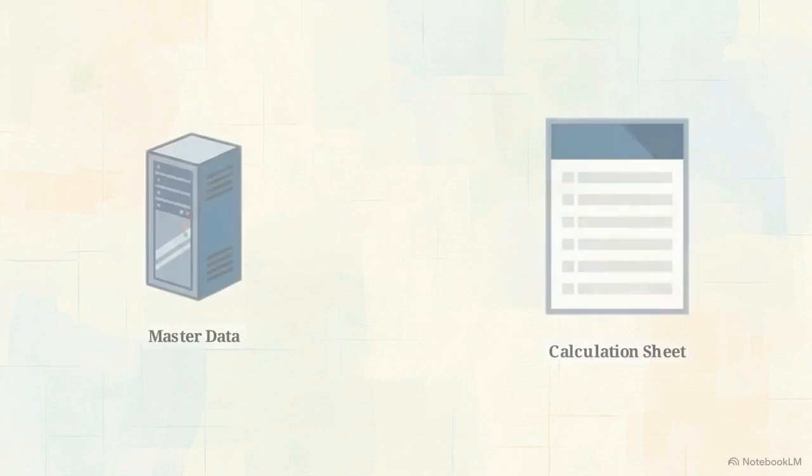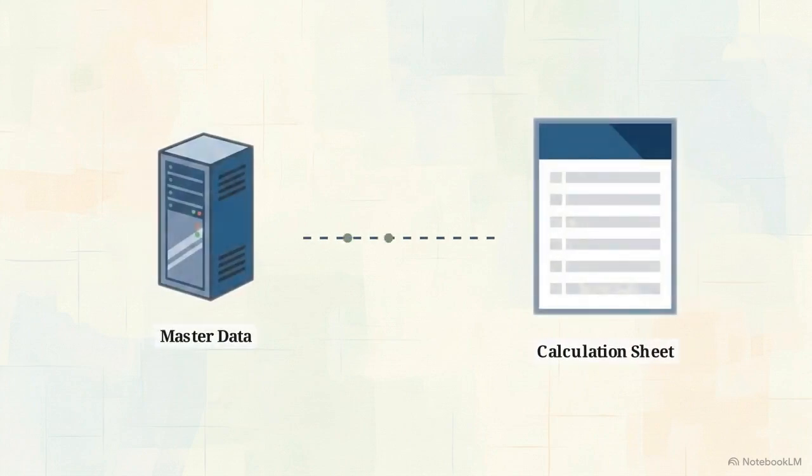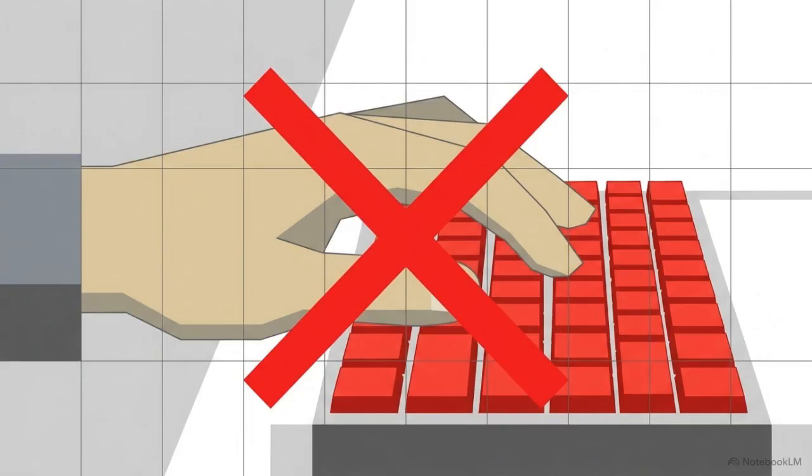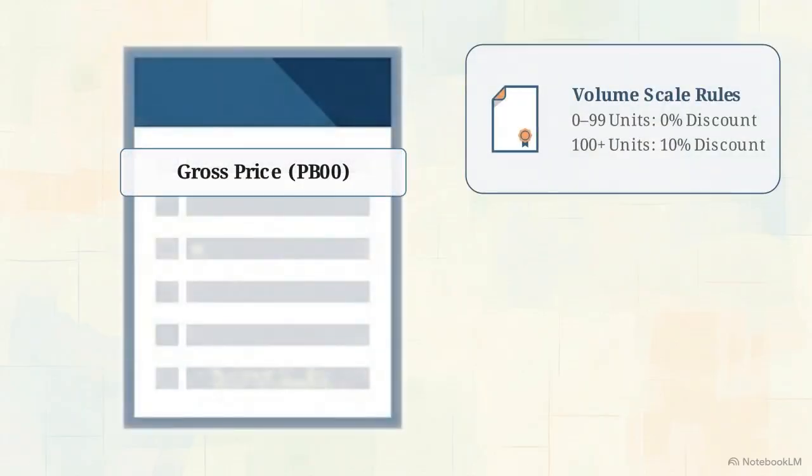This calculation sheet demonstrates the engine's first step. It pulls the gross price directly from pre-approved master data. By removing manual entry, the system eliminates the possibility of a simple keystroke error. Next, the engine checks for negotiated rules like volume-based scales.